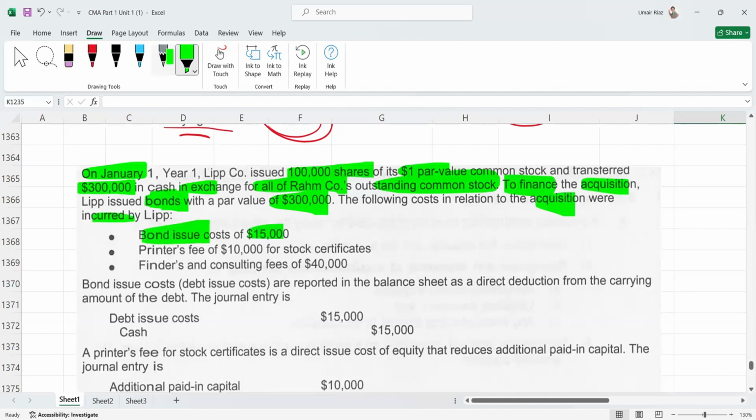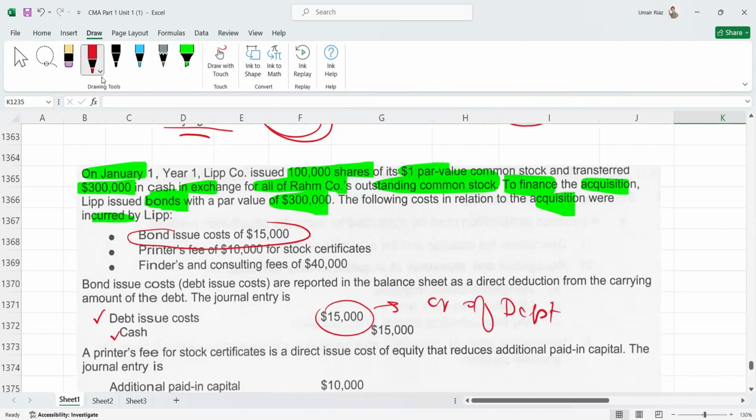And the following costs in relation to the acquisition were incurred by Lip. So bond issue cost is 15,000. Printer's fee of $10,000 for stock certificate. This is equity issue related cost. Finder and consultancy fee. This is acquisition related cost. What will you do? First, we are dealing with this cost, debt issue cost. So this 15,000, we'll debit the debt issue cost, we'll credit the cash, and this 15,000 will be deducted from carrying value of debt in the balance sheet.